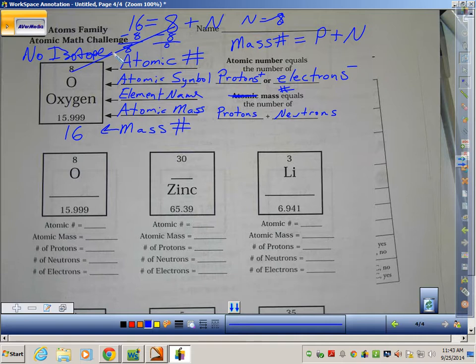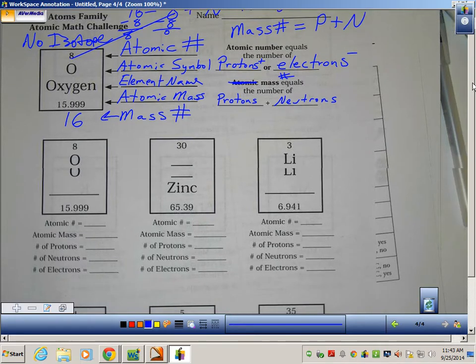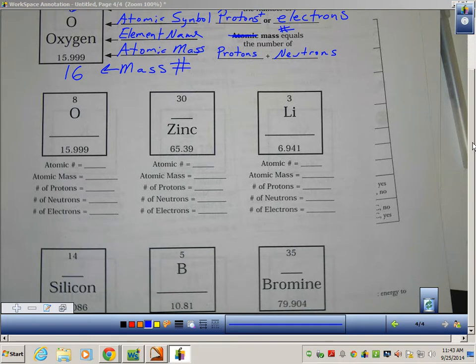All right. So we just did oxygen. You guys should be able to do it. Let's kind of fill that out. Since we just did that part together, it'll be real easy to do this. So we see we have an oxygen right here. That's the symbol for the name. So you should be able to write in oxygen.